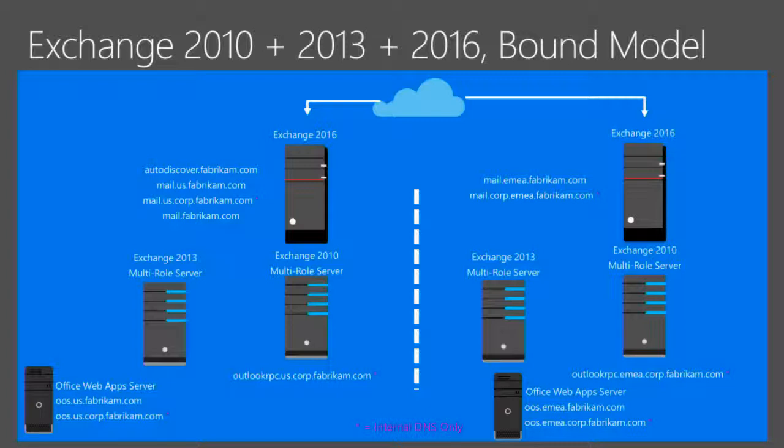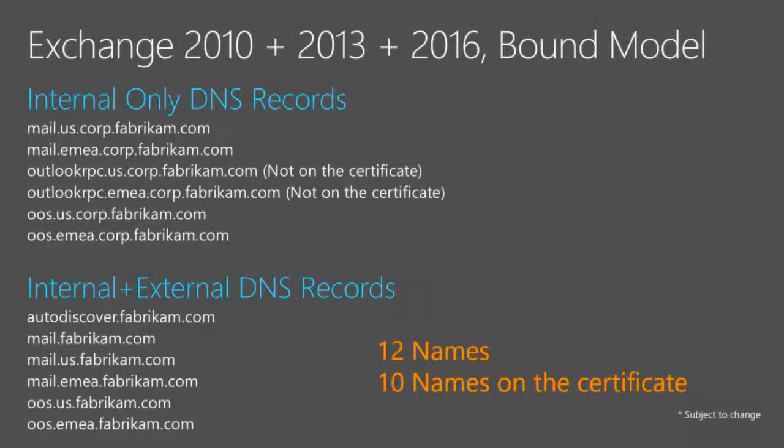Now that's also assuming that you're using different internal and external URLs today. If you're not, you might have a couple more to add to the environment so that you can do the different authentication types depending on where the client is located. All right, so more versions, more names. We're up to 12 names now. 10 of those names would be on the certificate.